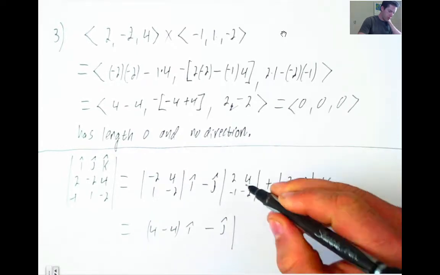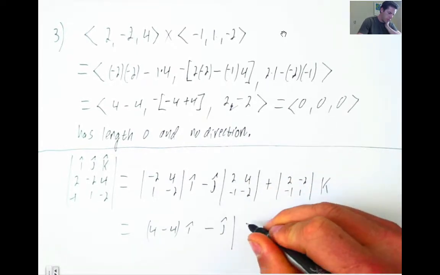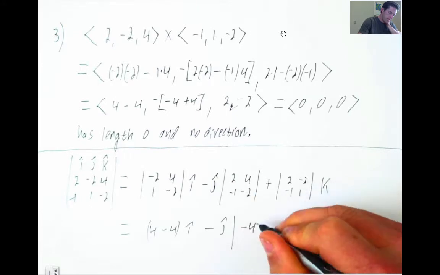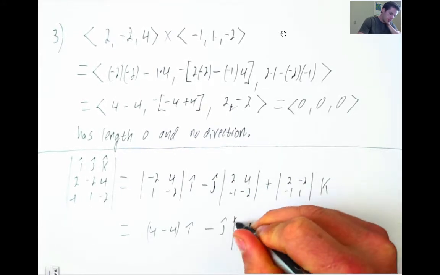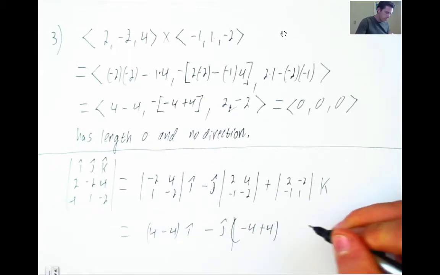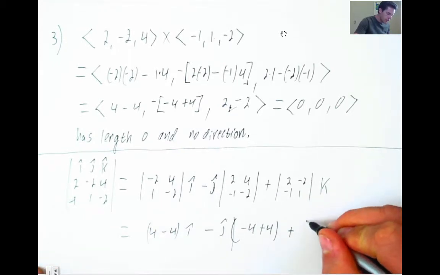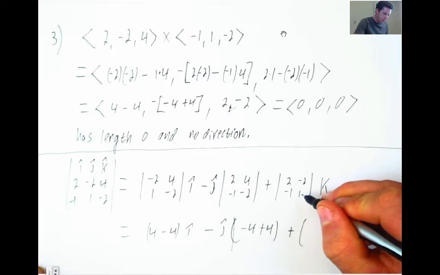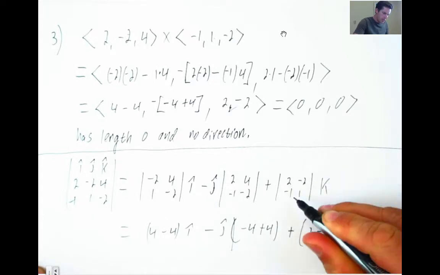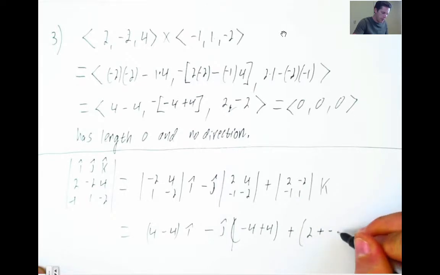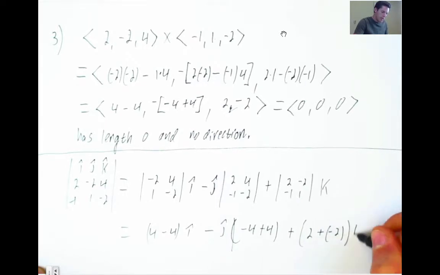I just want to be really careful. 2 times negative 2 is negative 4 minus negative 4 is plus 4. Yeah. Interesting. So, just being careful on the last one. Maybe I made a mistake there. 2 minus negative 1 times negative 2. Okay. That is indeed 0, my friends.